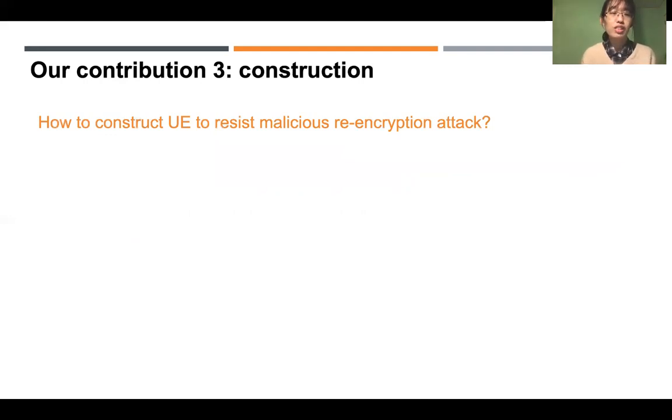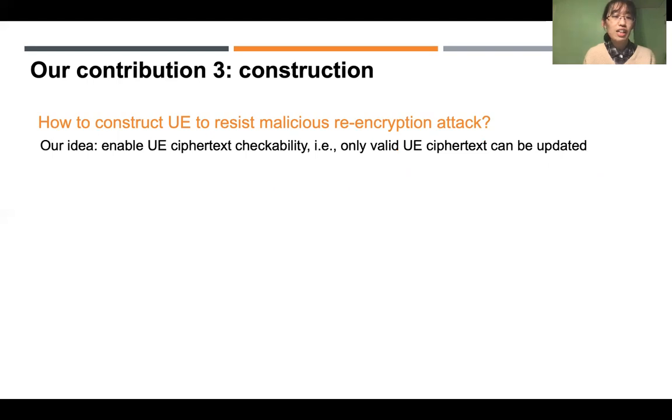Our third contribution is building a secure construction in our strengthened security models. We know that the weakness of the existing schemes is that they are vulnerable to the malicious re-encryption attack. To solve this problem, the main goal is to resist the malicious re-encryption attack. So our idea is to enable the UE ciphertext checkability. That is, make sure only valid ciphertext can be updated. Then the first challenge turns to how to make the ciphertext checkable.